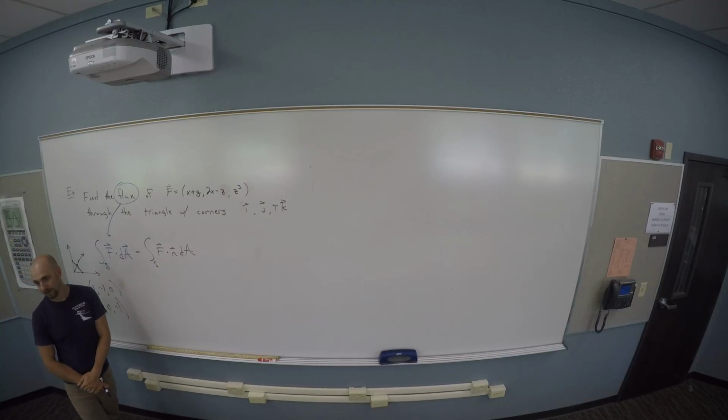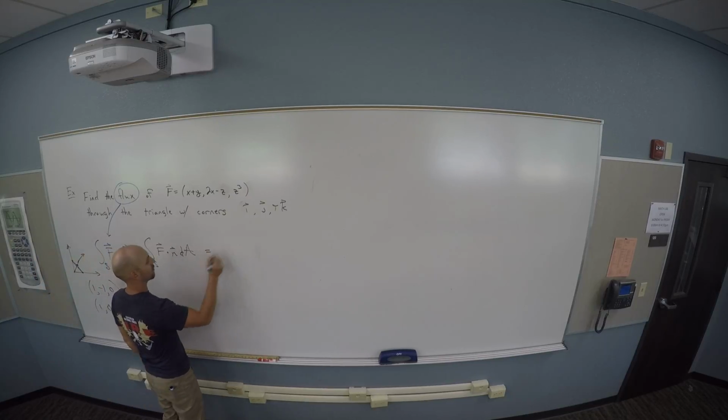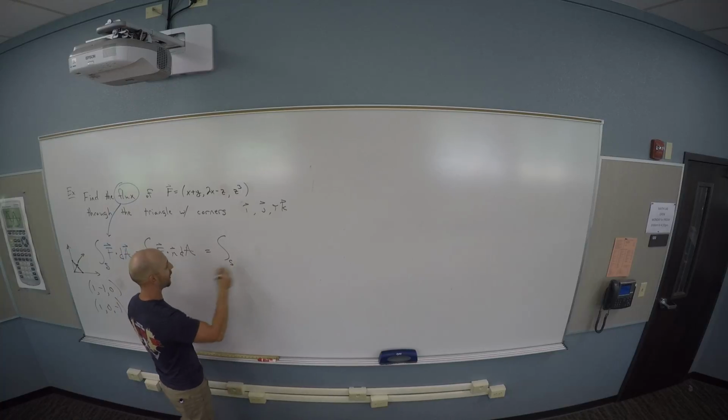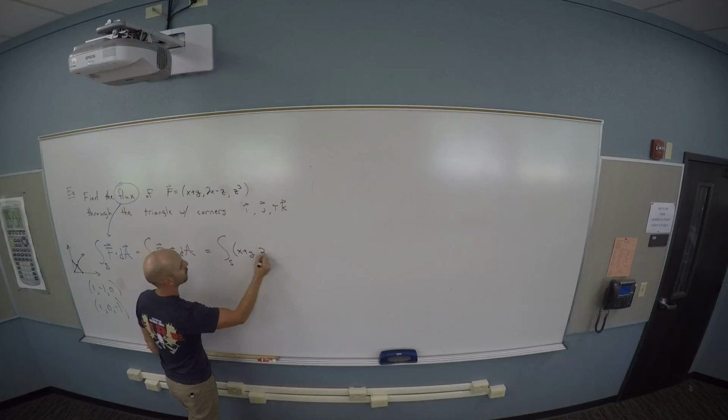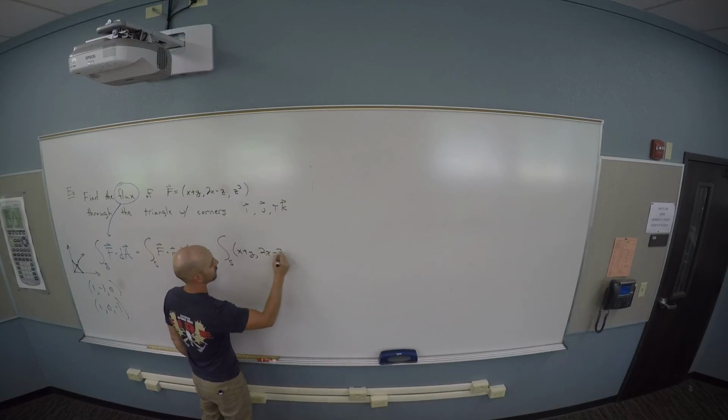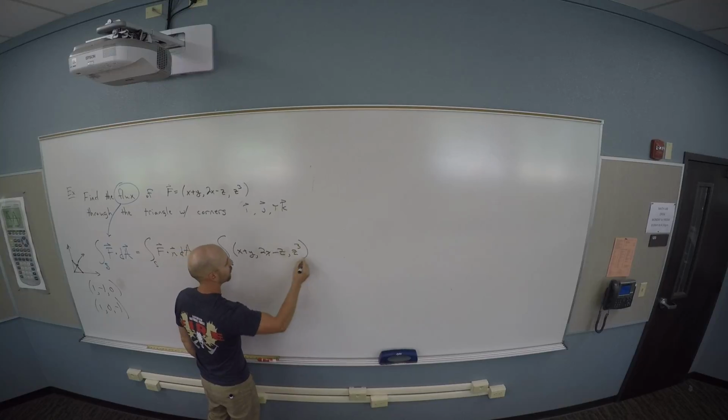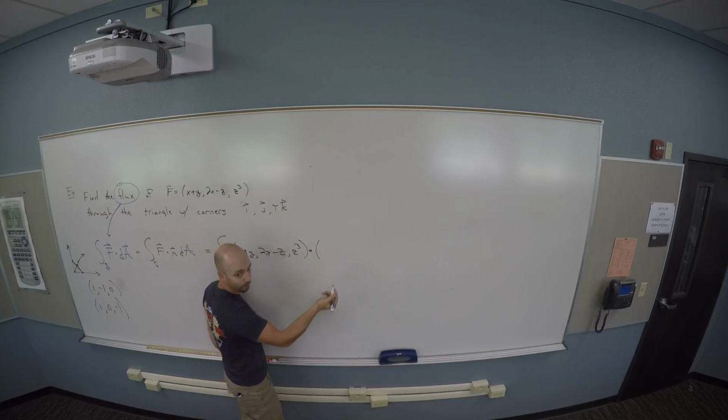No, it's not unit length. It's too long. How long is the vector (1, 1, 1)? Root 3. Perfect, square root of 3. So I need to adjust. I'd like to say this is the integral over S of my vector field, (x + y, 2x - z, z cubed), dotted with (1, 1, 1) over root 3.